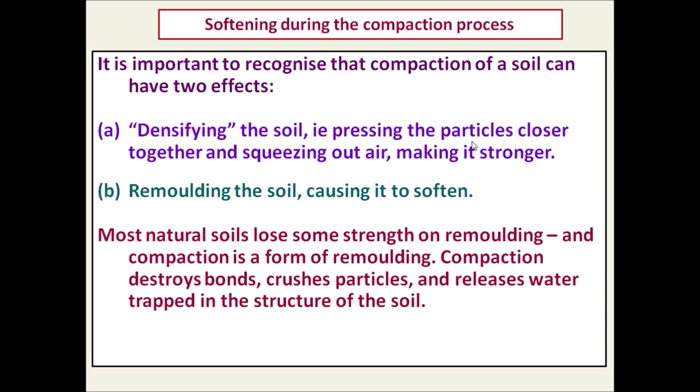So it's important to recognize that compaction of a soil can have two effects. It can densify the soil, that's what we hope it does, and by densifying it, making it stronger. But most soils are somewhat sensitive, so remolding the soil can well cause it to soften. As I've said here, most natural soils lose some strength on remolding, and compaction is a form of remolding. Compaction destroys bonds, crushes particles, and releases water trapped in the structure of the soil and makes it softer.